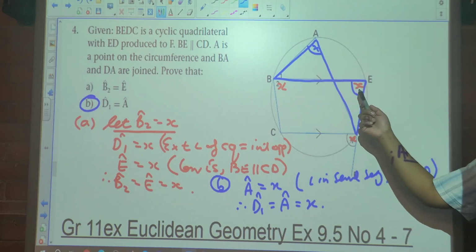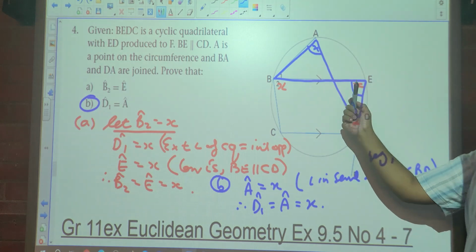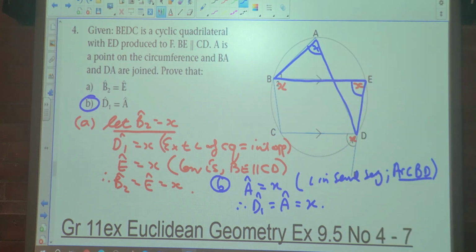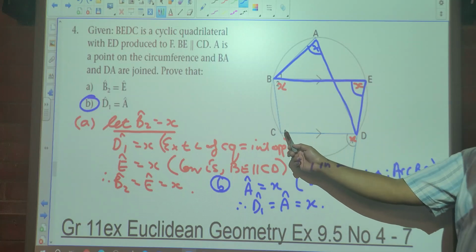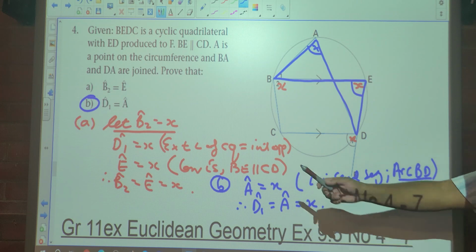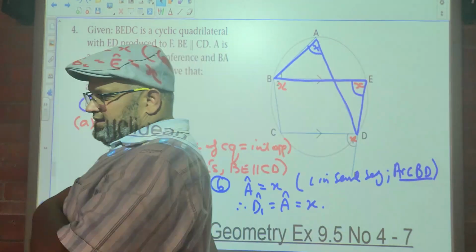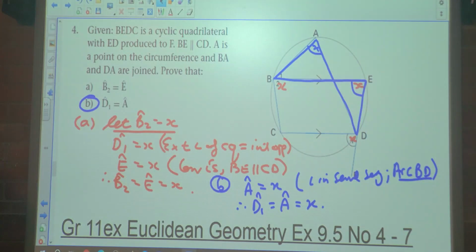So she didn't get this one yet, so she first had to say that D1 is X, corresponding, and then angles in the same segment. Because she went down this route, she didn't pick up D1 in her solution. Any confusion here? No.